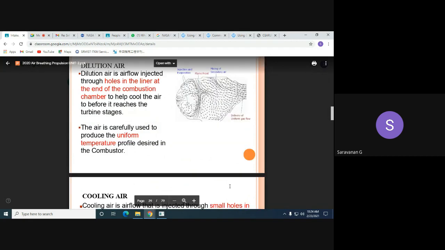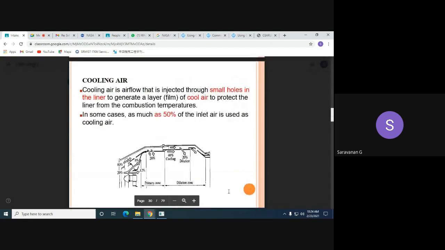Cooling air is the flow that is injected through small holes in the liner to generate a layer, or film, of cool air to protect the liner from the combustion temperatures. In some cases, as much as 50% of the inlet air is used as cooling air.